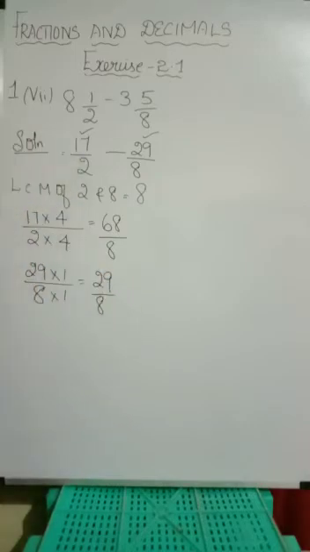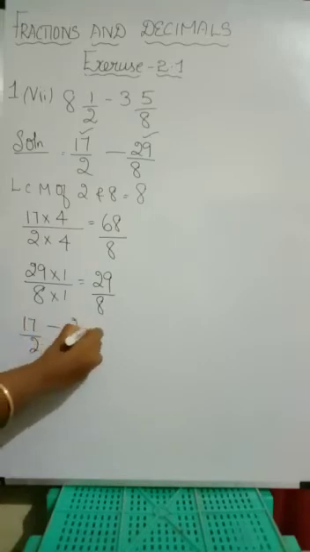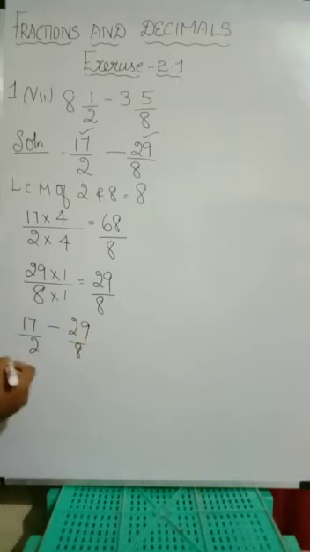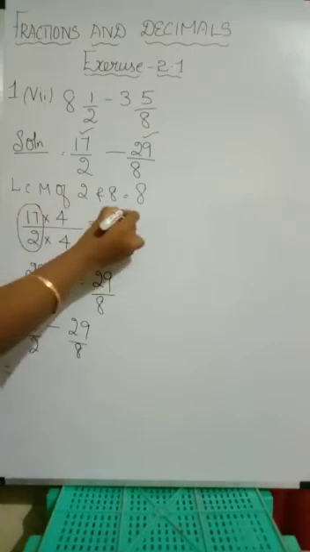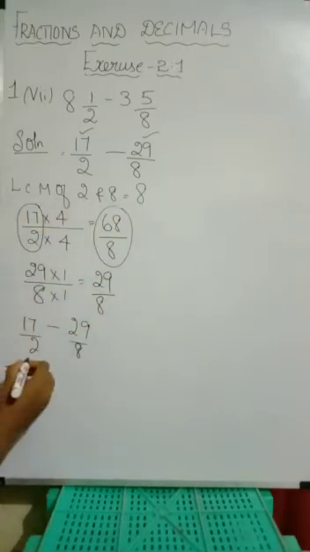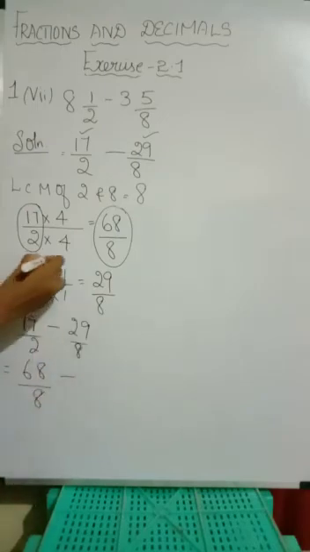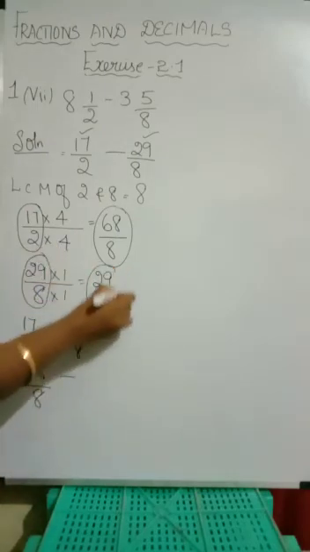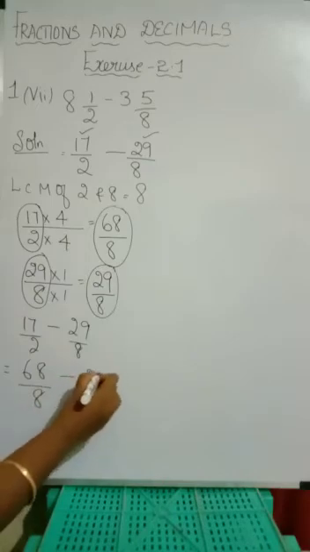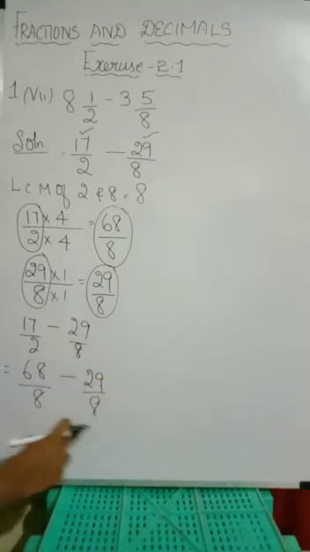Okay, what are the fractions we have? 17 by 2 minus 29 by 8. What is 17 by 2? The fraction for 17 by 2 is 68 by 8. 68 divided by 8 minus, what is 29 by 8? It is 29 by 8. Now, both the fractions are what? Like fractions.